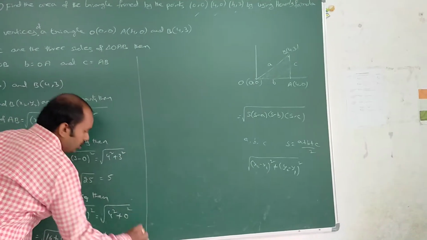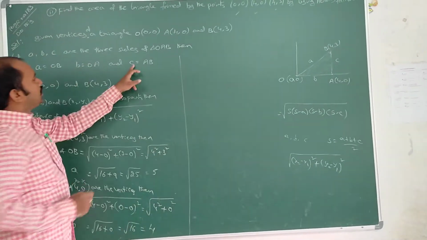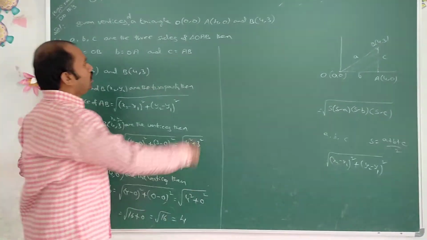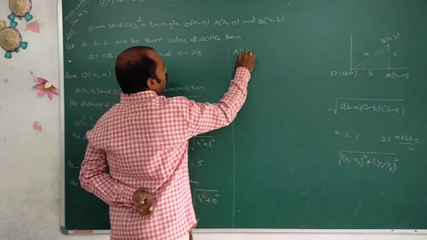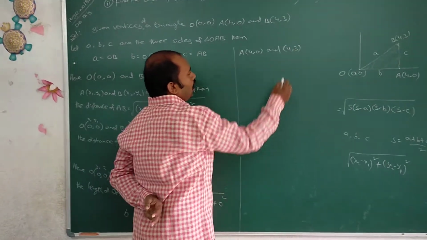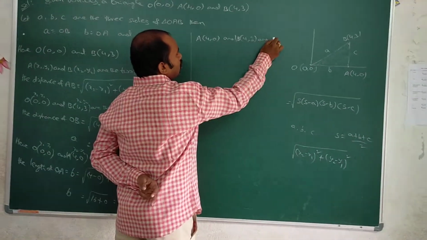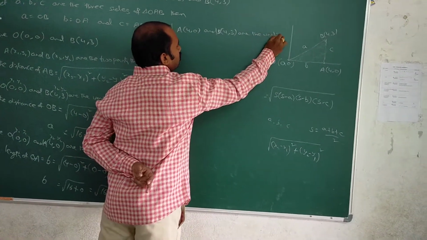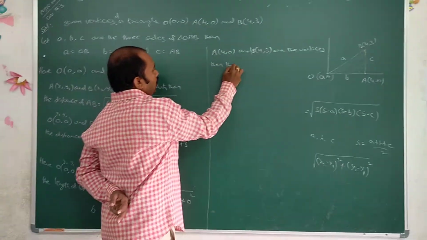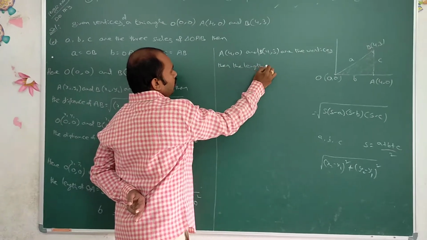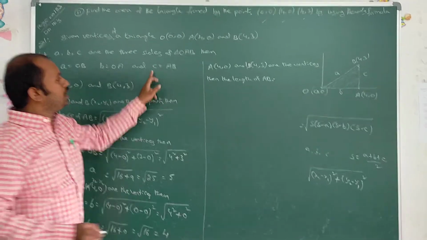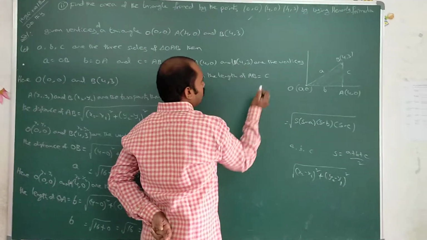Now the third side. Third side, what do you take? Third side is C. That is AB, the length of AB. A means how much here? 4, 0 and B 4, 3. These are the vertices. Then the length of AB. AB means C. So the length of AB equal to C equal to.